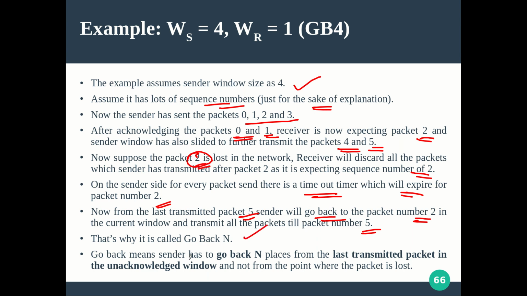Go back n means the sender has to go back n places from the last transmitted packet in the unacknowledged window, that is the current window, and not from the point where the packet is lost. It is not from 2, that is just highlighted. From the last sent packet 5, go back 4 positions, so that including that lost packet, everything will be retransmitted again. So that is about the go back n protocol.